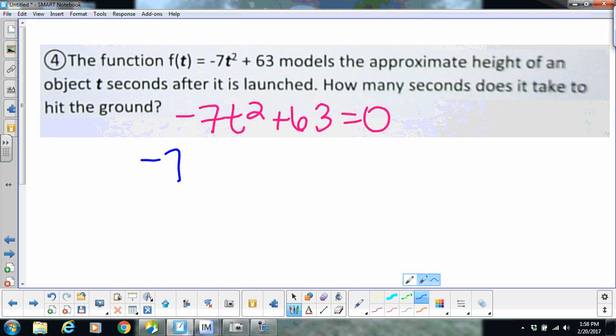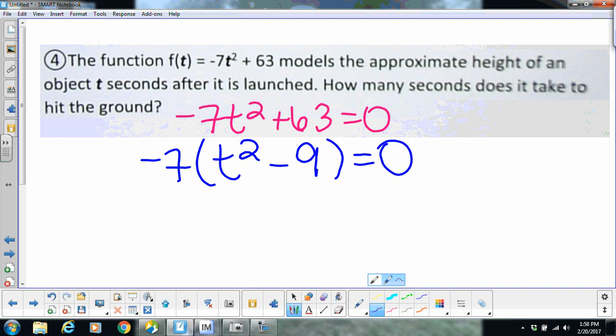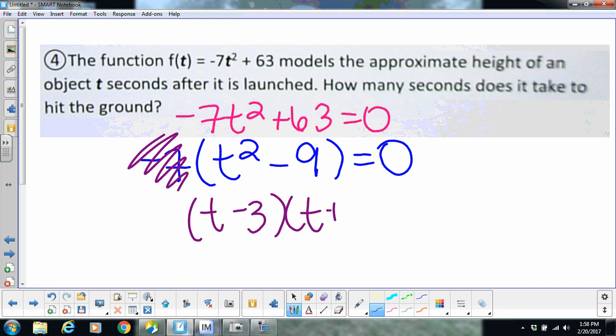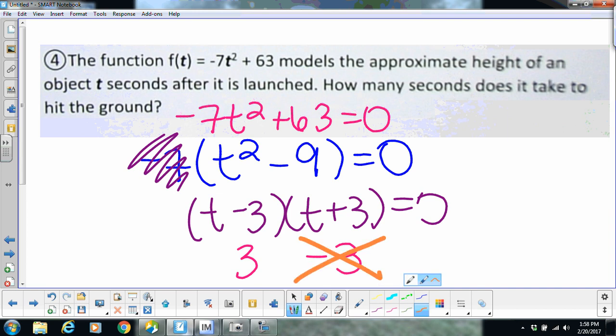Okay, factor out our GCF. Okay, again, because it is equal to 0 and there's no variable here, the negative 7 is irrelevant. So now I'm just going to factor this as a difference of squares. So that gives us an answer of 3 and negative 3, but again, because we're dealing with time, we cannot have a negative, so our answer is just 3.